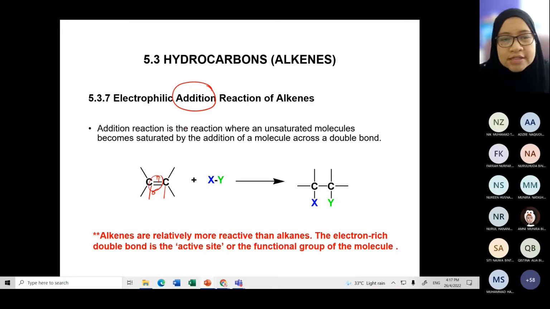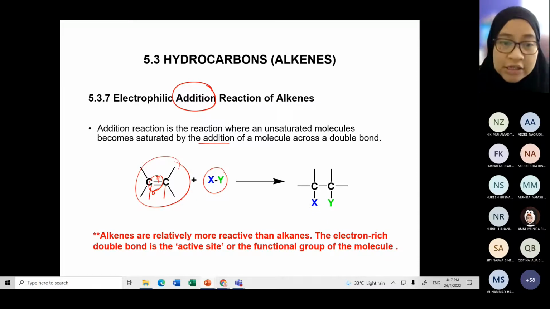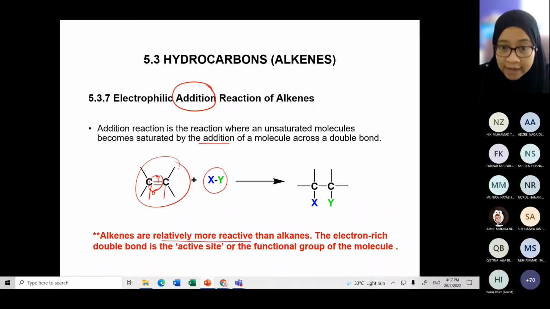So an addition reaction is a reaction where an unsaturated molecule becomes saturated by the addition of a molecule across a double bond. When we try to add, for example, XY into this molecule, the pi bond will be broken down, so the X and Y can be added across the carbon-carbon double bond. So we will say alkenes are relatively more reactive than alkanes.